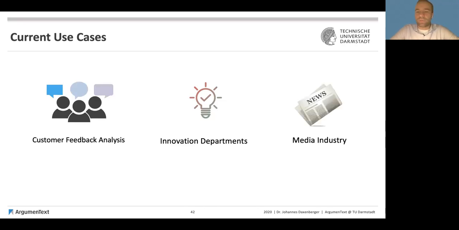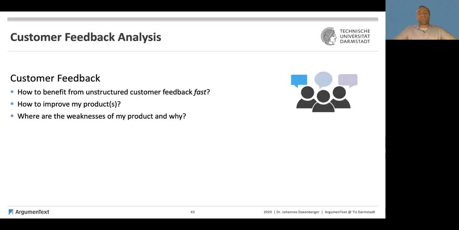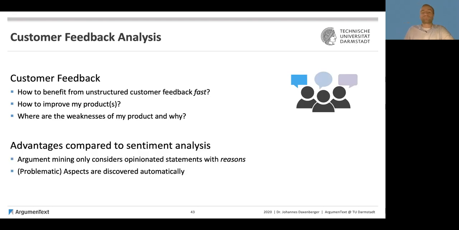But I also want to mention that we have applications for the media industry to extract arguments from news sources, with applications for journalism, among others. So for customer feedback analysis, the question that we want to answer using argument text is how to benefit from unstructured customer feedback fast, with the goal to improve my product and to detect what the weaknesses of my product are and why they are actually perceived as weaknesses by my customers.